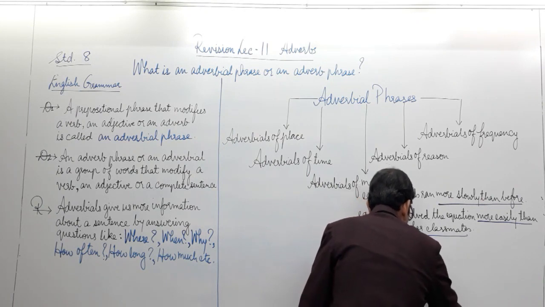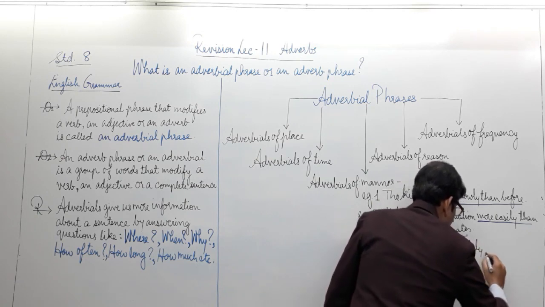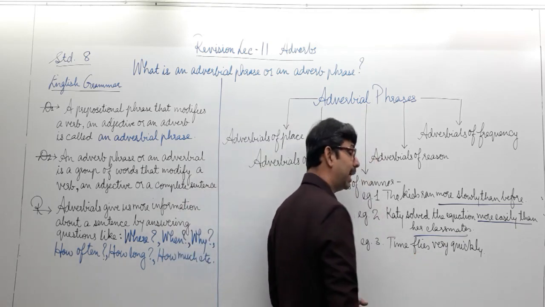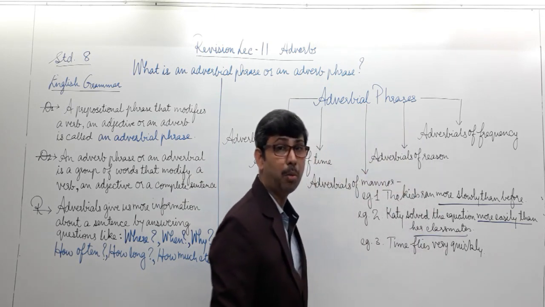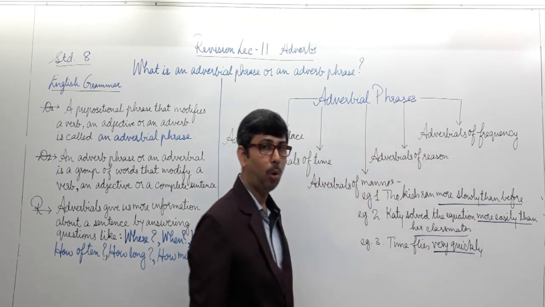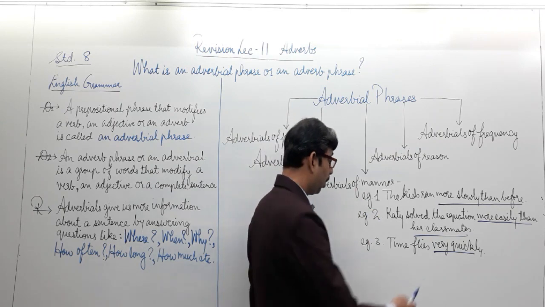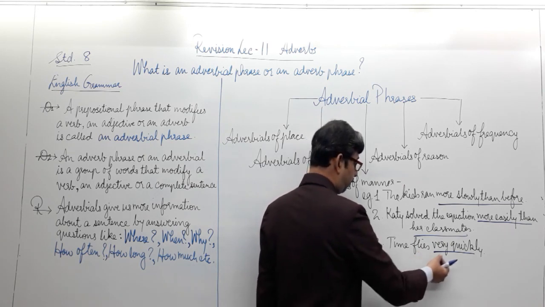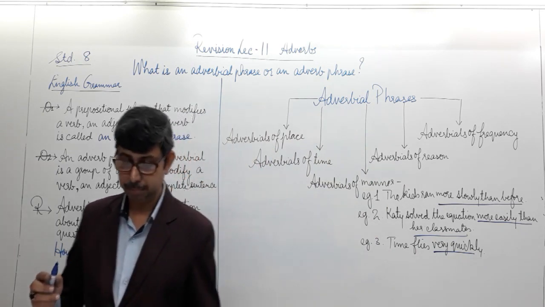Time flies very quickly. Well, in this sentence, you will find the verb flies, which is modified by the words very quickly, where the word quickly is the adverb of manner. Therefore, if we underline the words very quickly, it tells us that it is the adverbial phrase of manner, modifying the manner in which time is passing by or flying away. Therefore, the words very quickly become the adverbial phrase of the type manner.